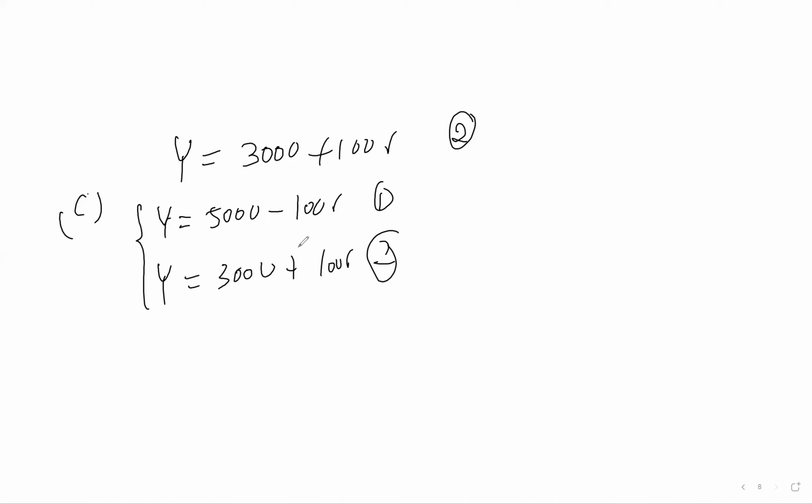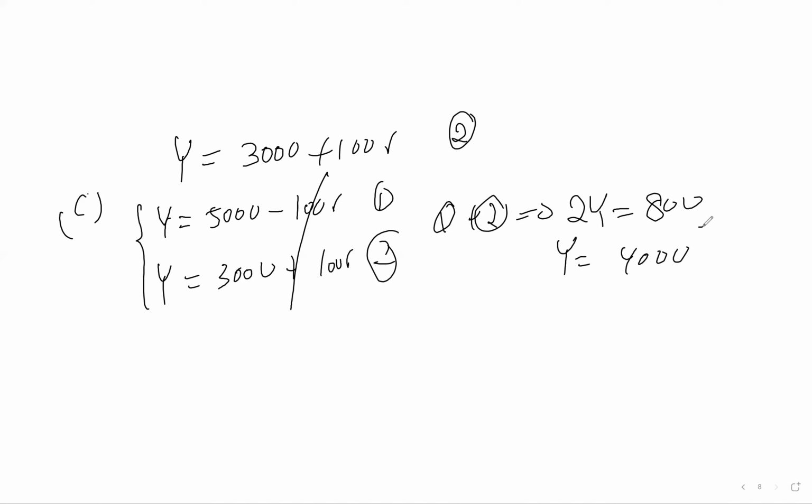So if we add equation 1 plus 2, then that becomes 2y, y plus y is 2y, and then we have 8,000, and these 2 terms will cancel each other out, so that is equal to 8,000. And calculating, y is equal to 4,000. So now we have solved for y.